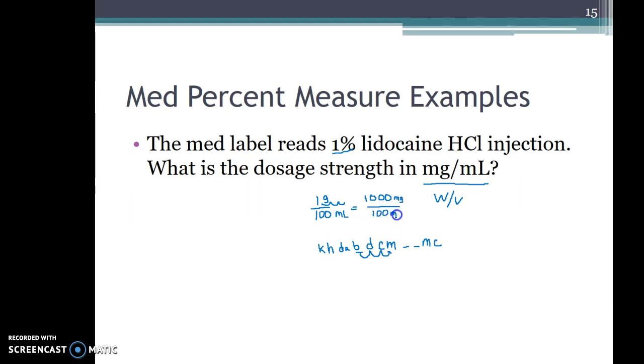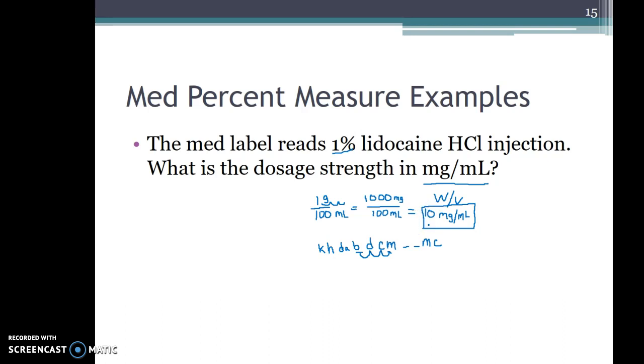So now I have the right label, and all I need to do is divide. So on my calculator, I take 1,000 divided by 100, and I end up with 10 milligrams per milliliter as the strength of this med in the way that we would normally see it in that dosage strength as a fraction.